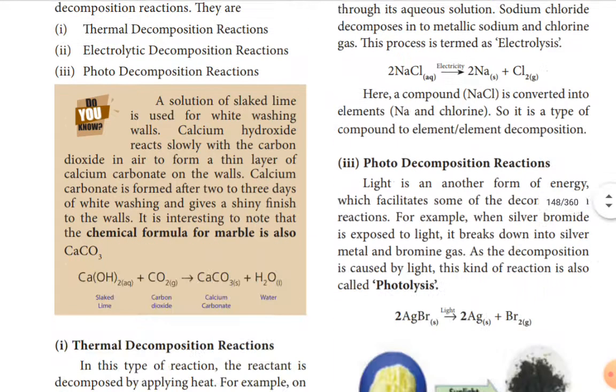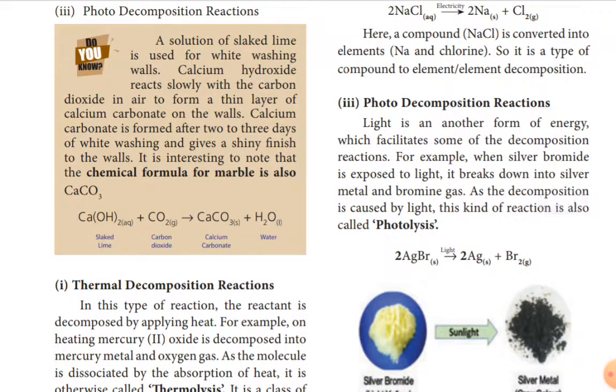Next type of reaction, photo decomposition reaction. Photo means nothing but light. When the compound is exposed to sunlight, decomposition takes place, the breaking of old bonds, to give a new product. This decomposition is caused by light, and this kind of reaction is called photolysis. For example, silver bromide, Ag means silver, Br means bromine. When exposed to sunlight, it decomposes into silver and bromine. Silver is a solid, bromine is a gas.